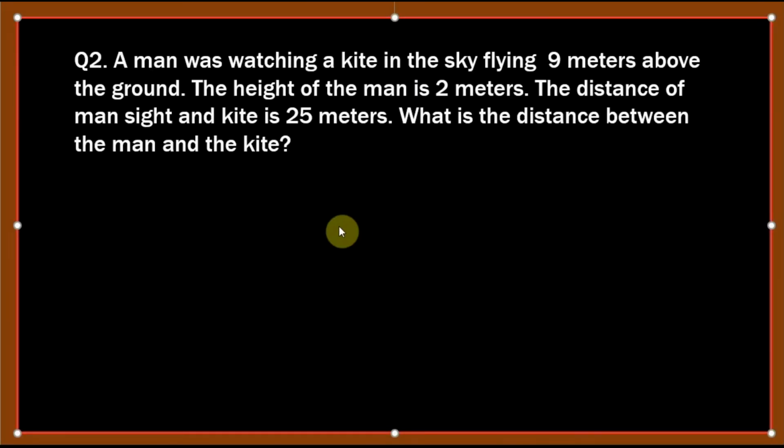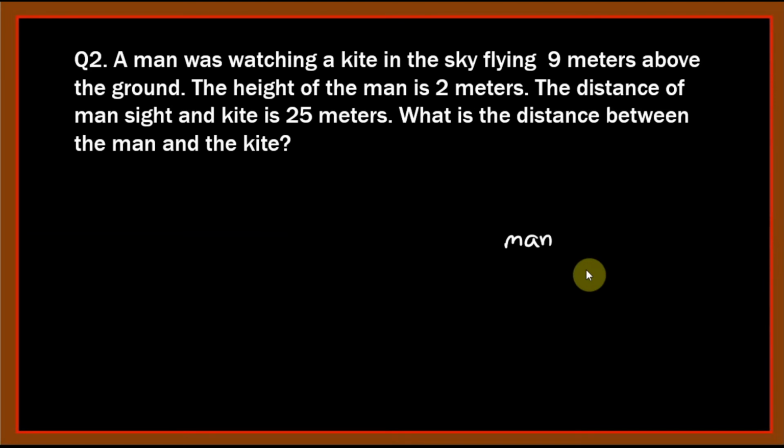A man was watching a kite flying 9 meters above the ground. The height of the man is 2 meters. The distance of the man's sight and the kite is 25 meters. What is the distance between the man and the kite? To solve this problem, first visualize it. Suppose the man, who is 2 meters tall, is watching a kite 25 meters away from his sight. The flying height of the kite is 9 meters.